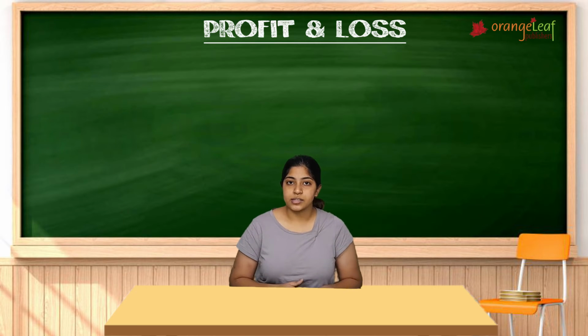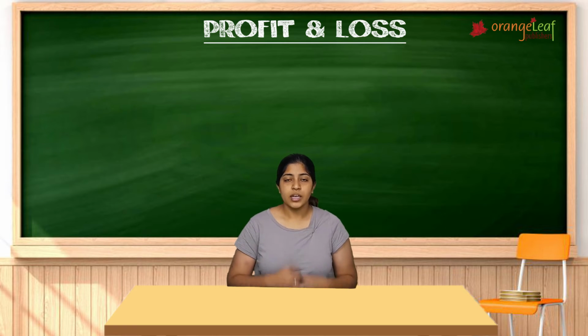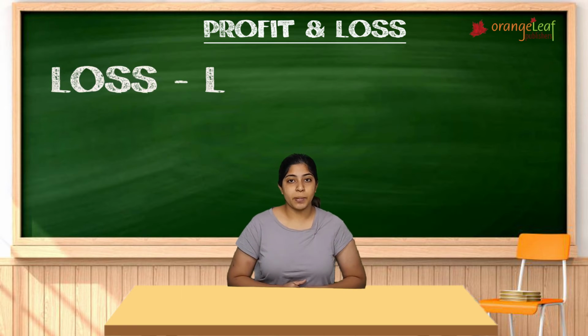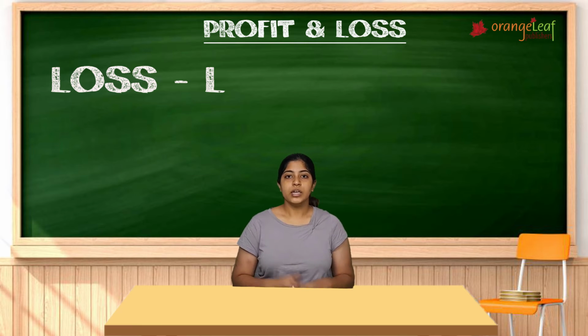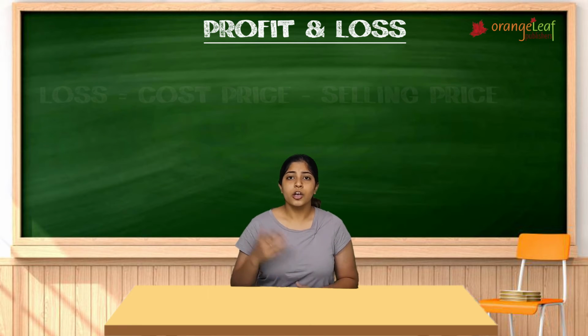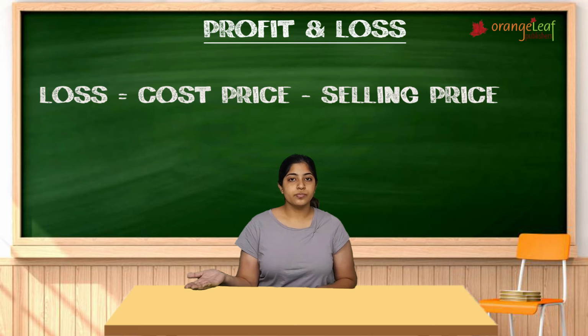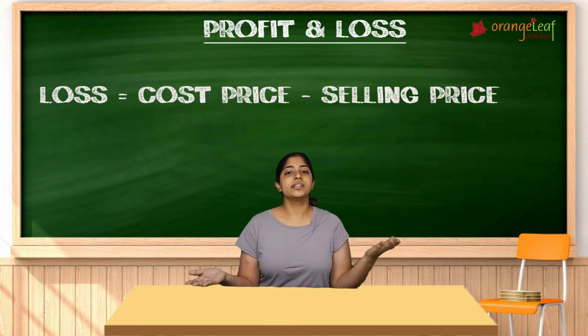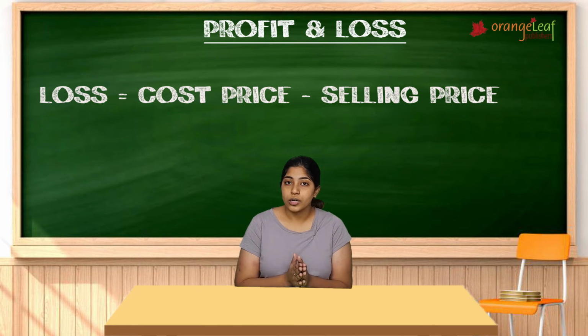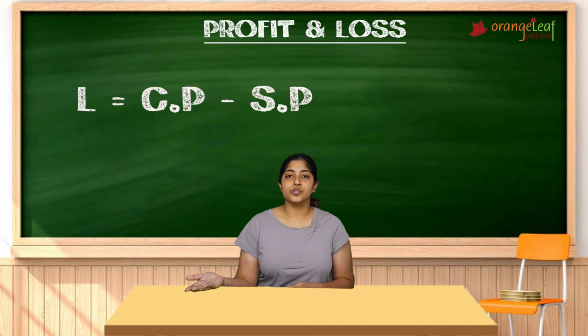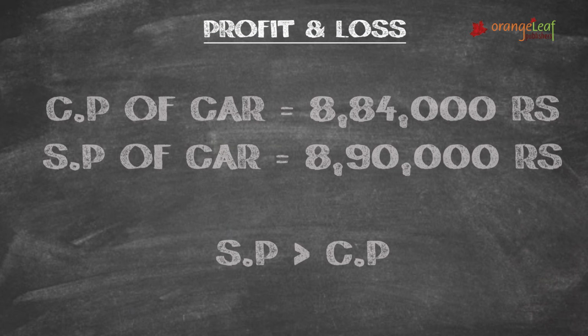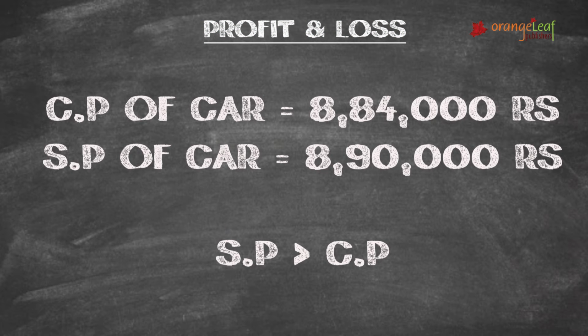Sometimes the shopkeeper may sell an article at a price which is lower than its cost price. When this happens, there is a loss that is incurred by the shopkeeper. This loss is denoted by the letter L. This can be written as loss is equal to cost price minus selling price, or L is equal to CP minus SP.